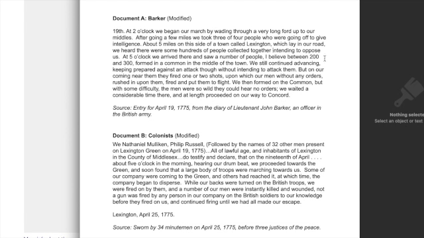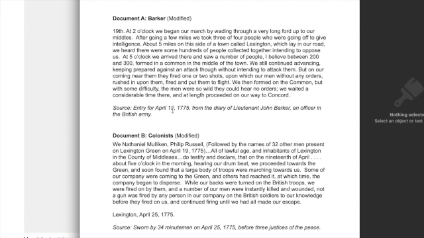But on our coming near them, they fired 1 or 2 shots, upon which our men, without any orders, rushed in upon them, fired, and put them to flight. We then formed on the common, but with some difficulty. The men were so wild that they could hear no orders. We waited a considerable time there, and at length proceeded on our way to Concord.